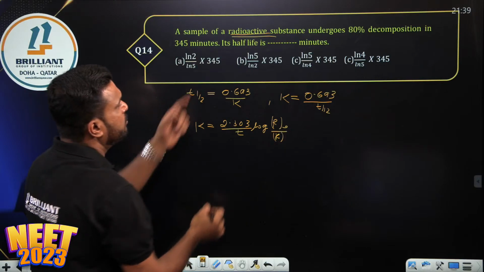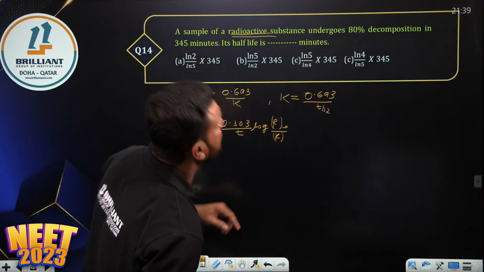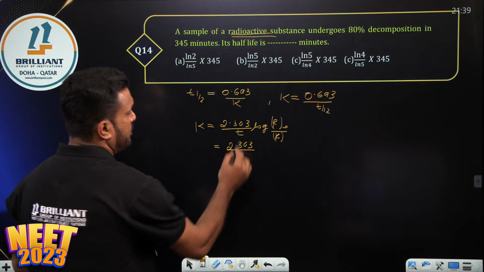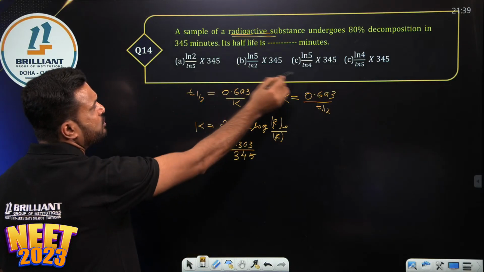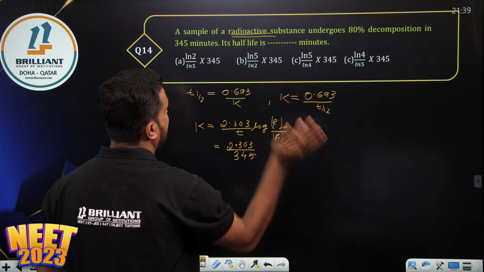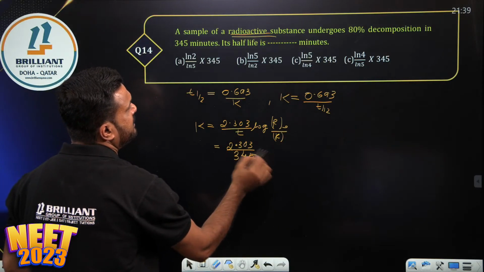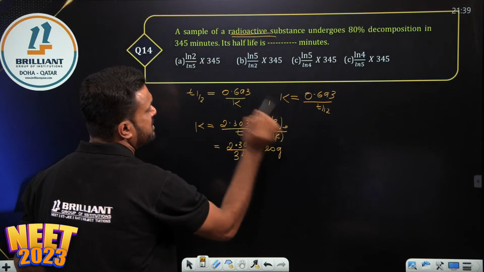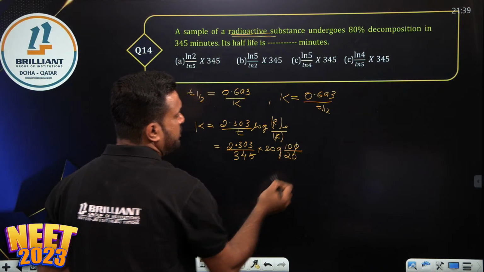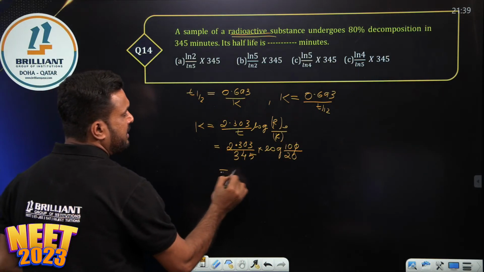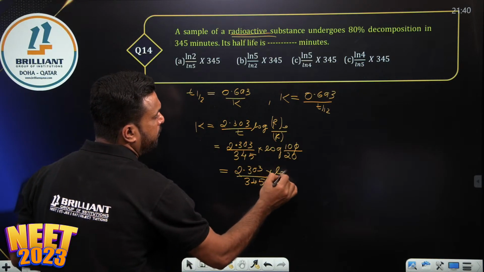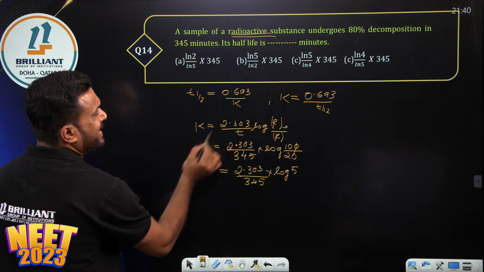From this we need to find the K value first, because of 80% decomposition. So 2.303 by T, where T is 345. No need to solve completely, because the values are given in this way. R0 is 100, 100 divided by 20 will come, so 10 by 2 will be log 5. So K is equal to 2.303 divided by 345 into log 5. This K can be substituted.